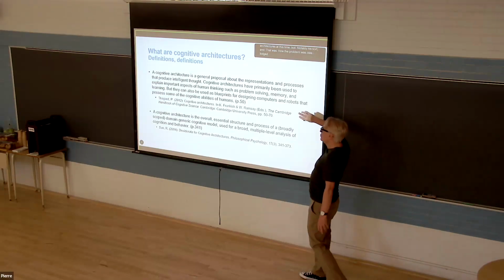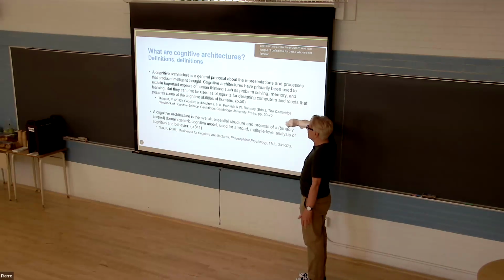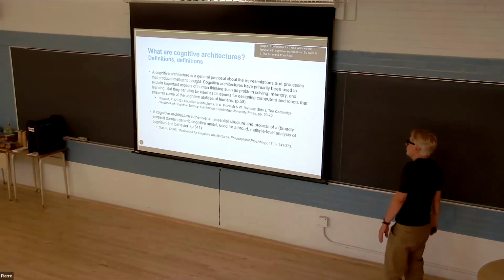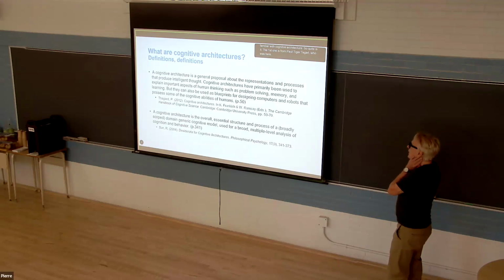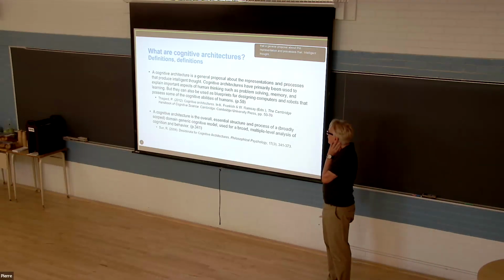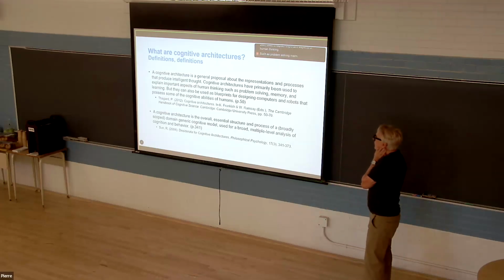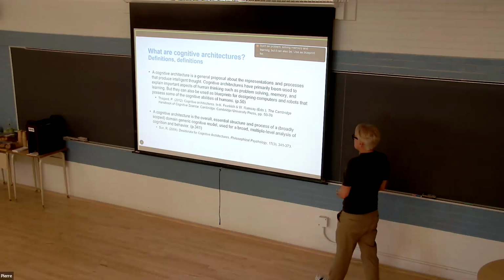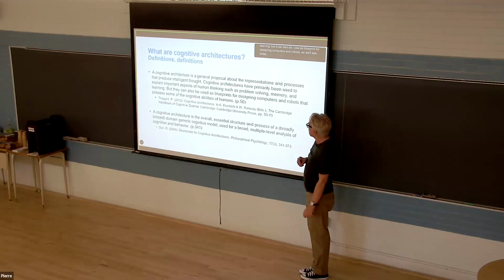Two definitions for those who are not familiar with cognitive architecture. So what is it? The first one is from Paul Thagard, who was here Thursday. A cognitive architecture is a general proposal about the representation and processes that produce intelligent thought. Cognitive architectures have primarily been used to explain important aspects of human thinking, such as problem solving, memory, and learning, but they can also be used as blueprints for designing computers and robots, as we'll see today, that possess some of the cognitive abilities of humans.